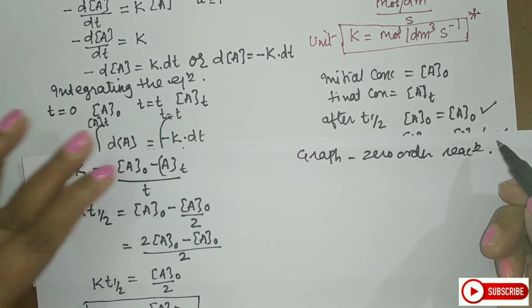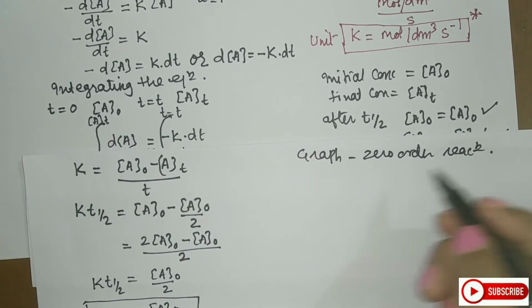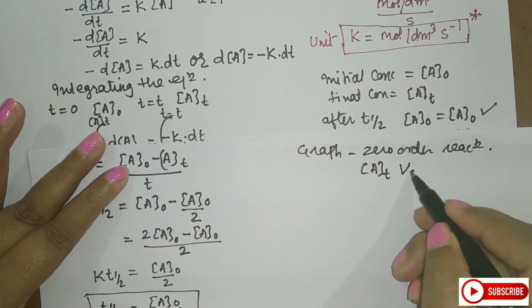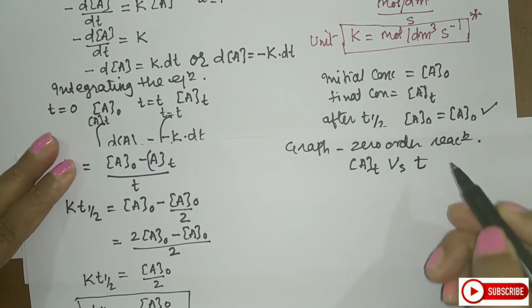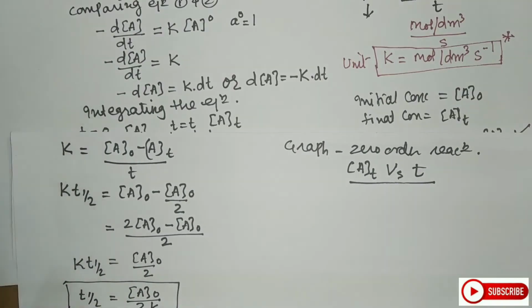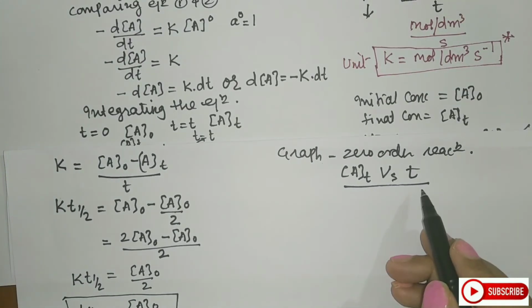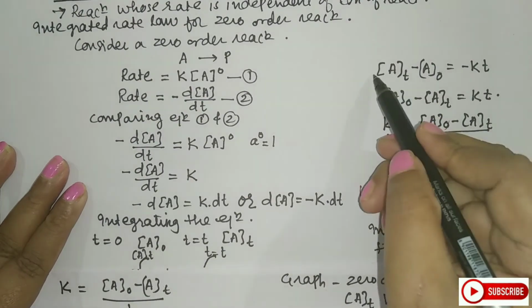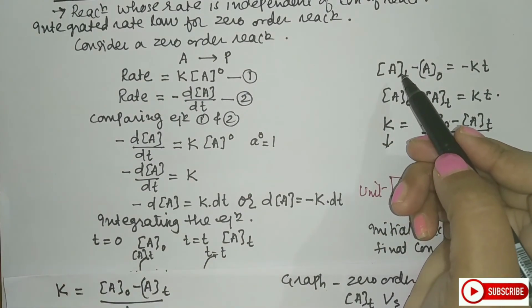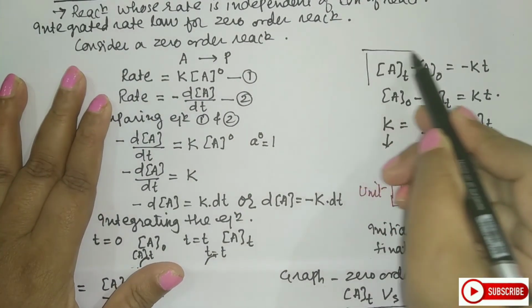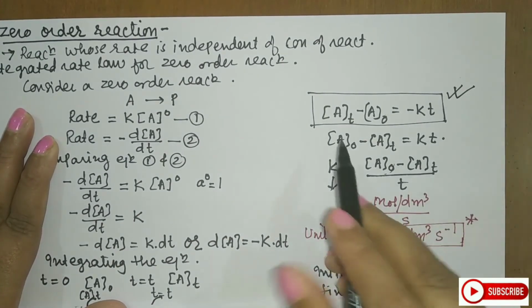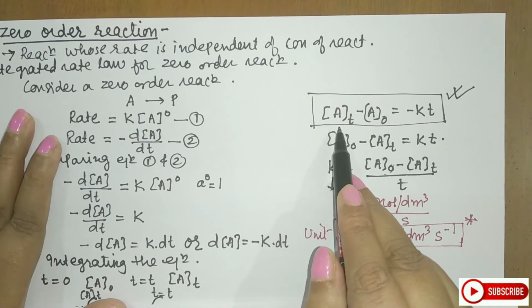Now the graph that can be asked here is AT versus, let us take this as T. So this is the graph you have to plot. Now AT and T you want in the equation. So which equation will you go for? You can go for AT, some equation here. So it can be AT minus A0 is equal to minus KT. This equation you can use because you already have AT on your left hand side.